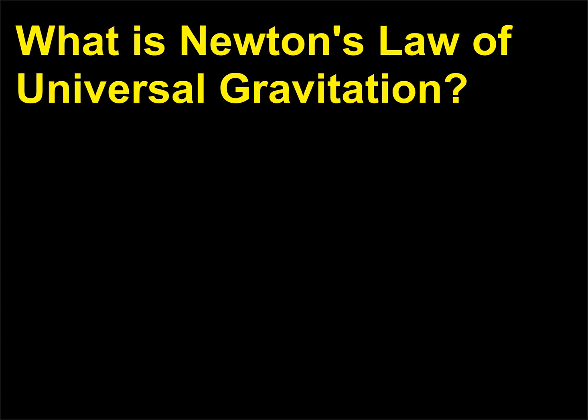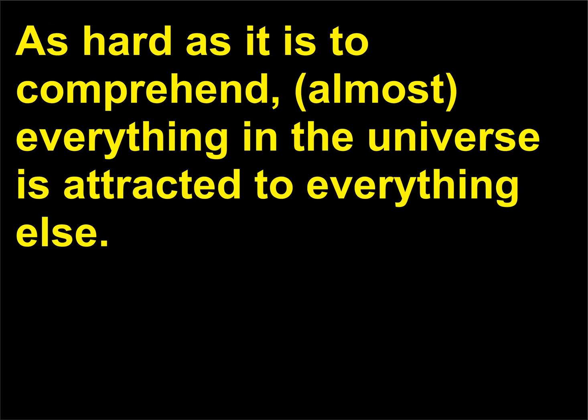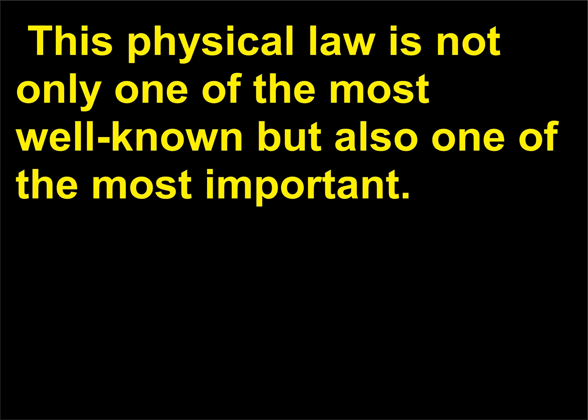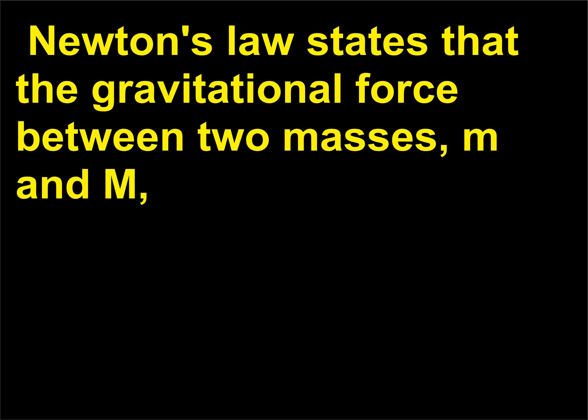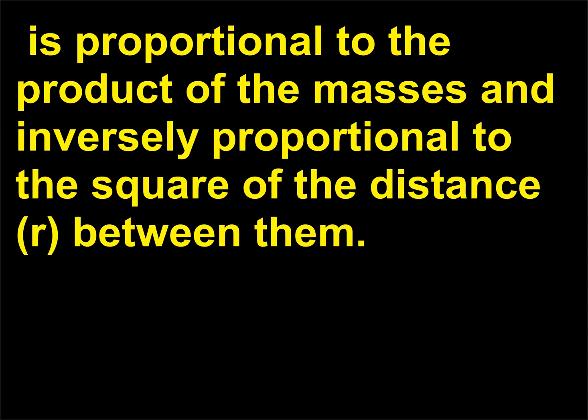What is Newton's law of universal gravitation? As hard as it is to comprehend, almost everything in the universe is attracted to everything else. This physical law is not only one of the most well-known but also one of the most important. Newton's law states that the gravitational force between two masses, m1 and m2, is proportional to the product of the masses and inversely proportional to the square of the distance, r, between them.